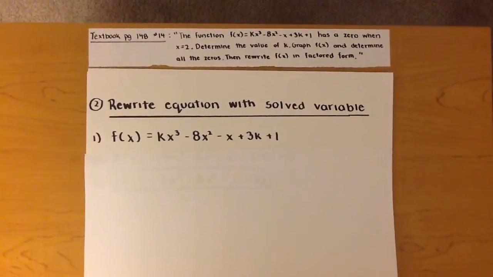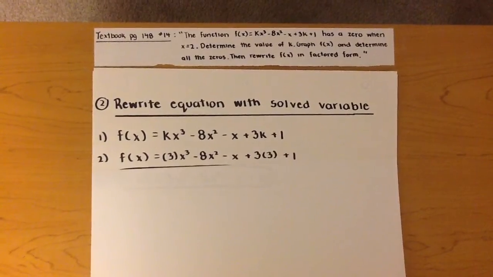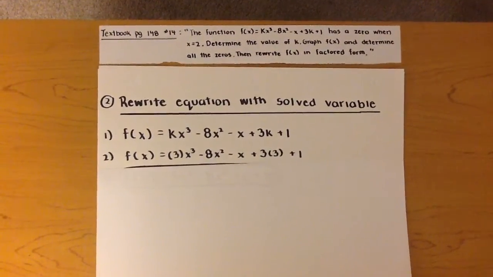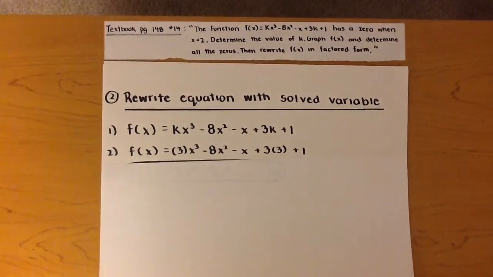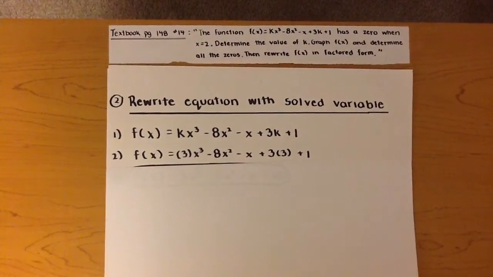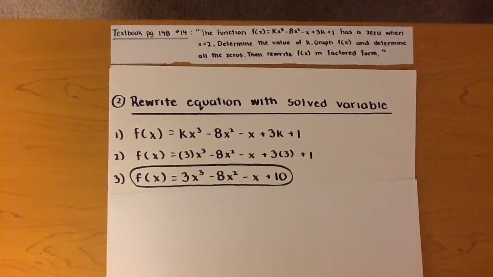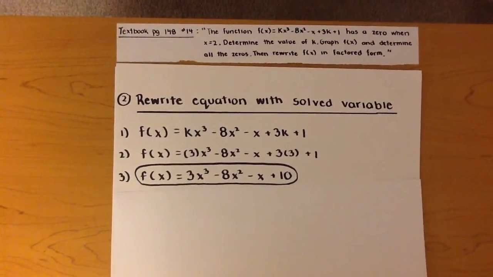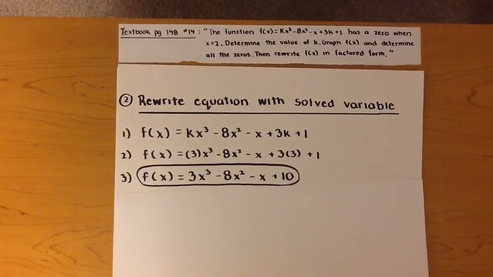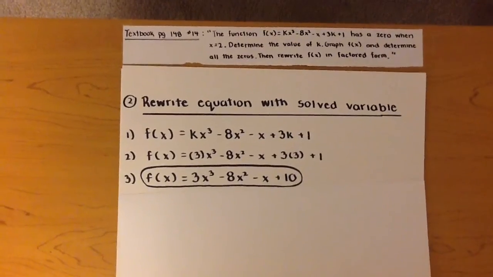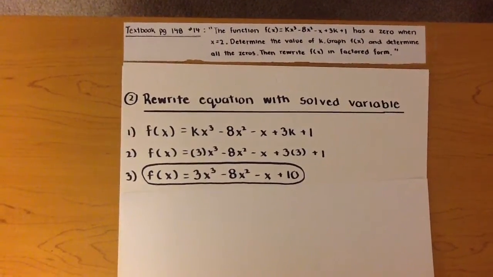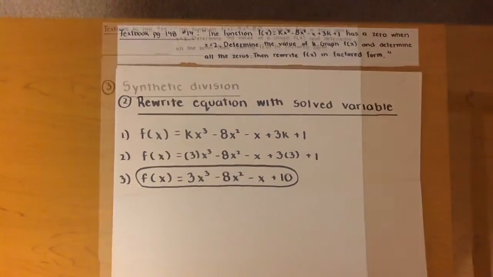Knowing this fact, in step 2 we need to plug in 3 for the variable k back into the original equation to find our final equation. Once 3 has been replaced in all variables of k, we have to expand the equation, which gives us f of x is equal to 3x cubed minus 8x squared minus x plus 10. The equation is now one step closer to having the ability to be graphed.